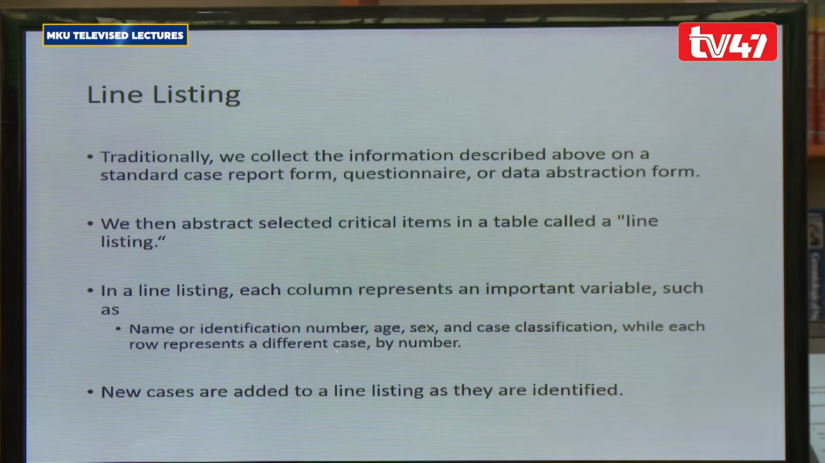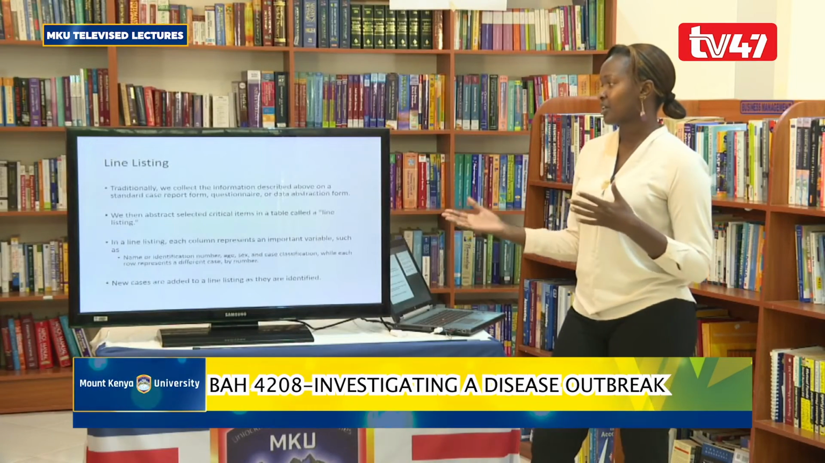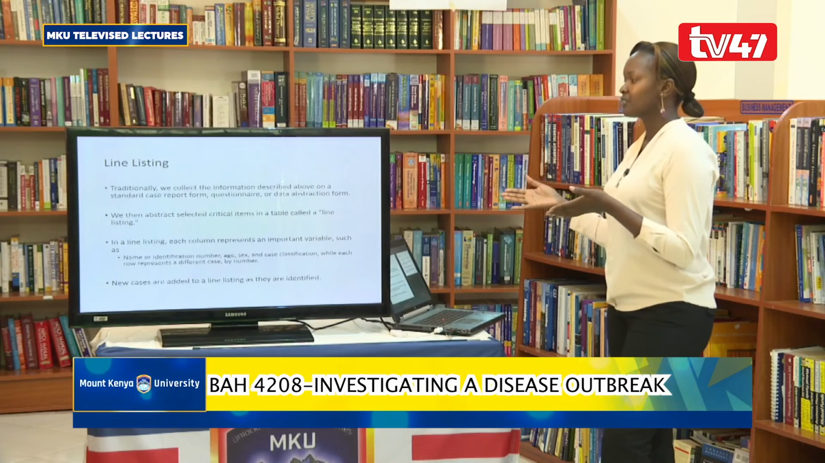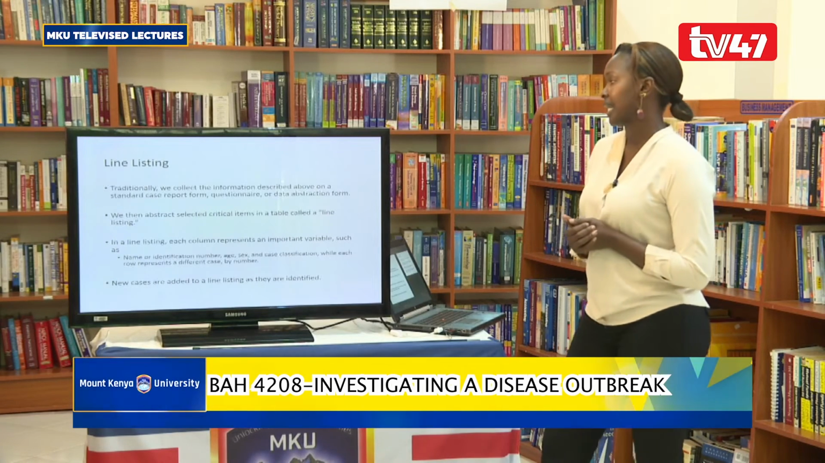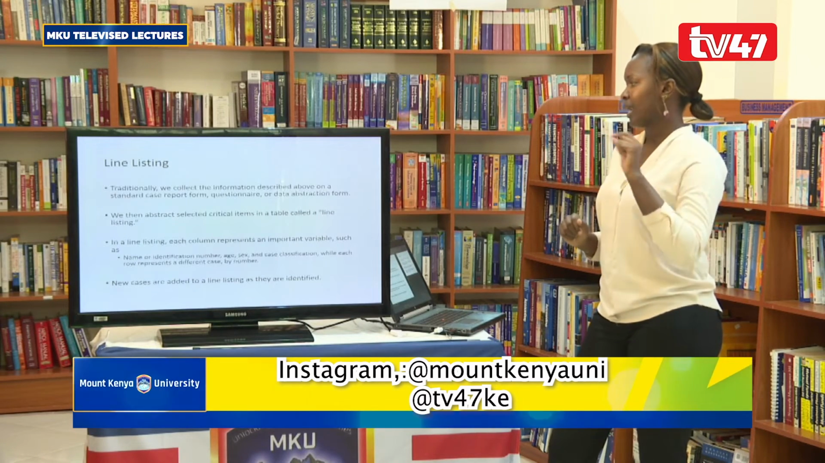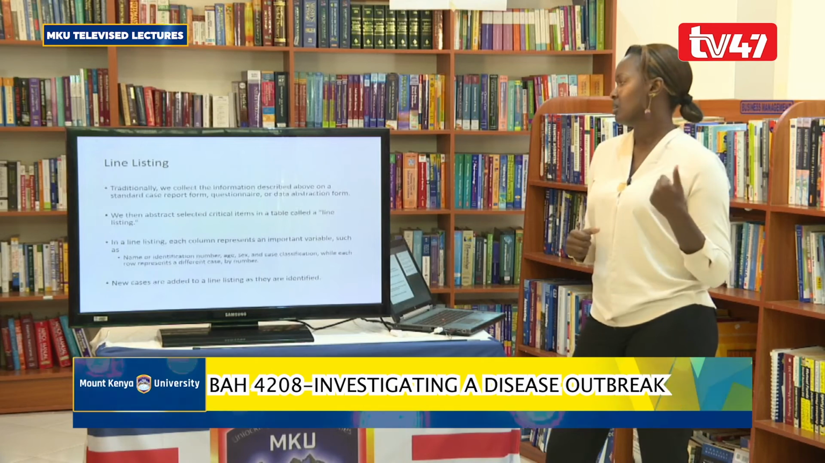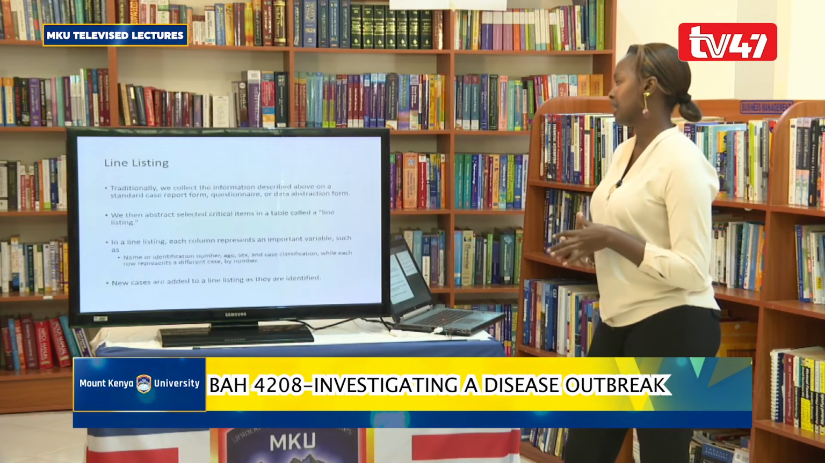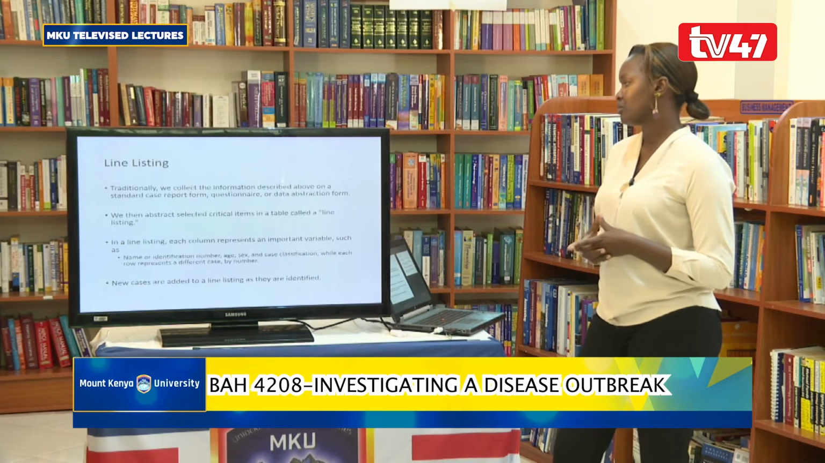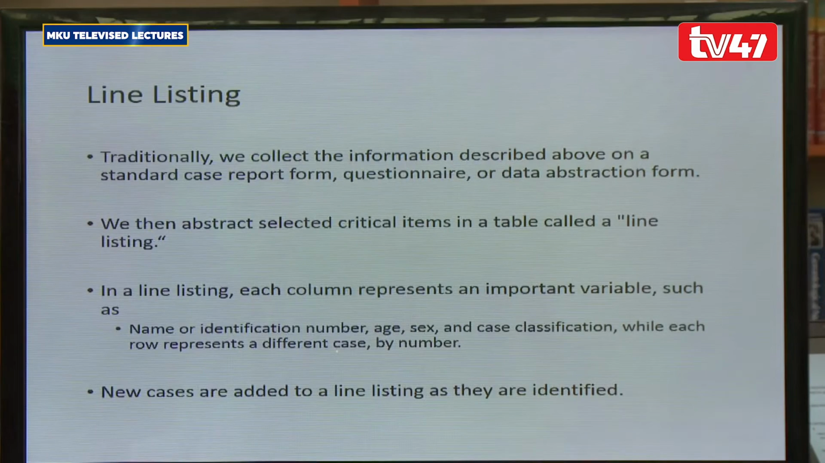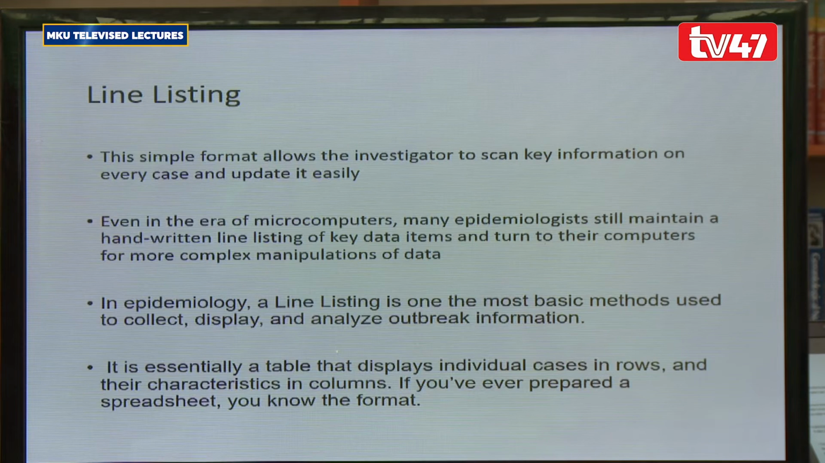Still, in additional cases, you need to do what you call line listing. Traditionally, we use a form, where you write the name of the patient, where they are coming from, and all that. But afterwards, you transfer this information to a table that is called line listing. So it is a table with columns and rows, and each column presents a variable, maybe age, sex, occupation, and such things, while the rows will be the number of the case. So case number 1, number 2, number 3, like that. I have an example I will flash in a while.